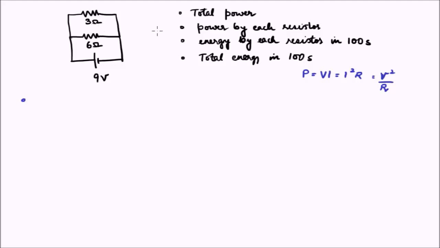Okay, so let us do it the other way. Let us find the individual powers and then add them up to see the total power. After that, we'll see an alternative way to do it.